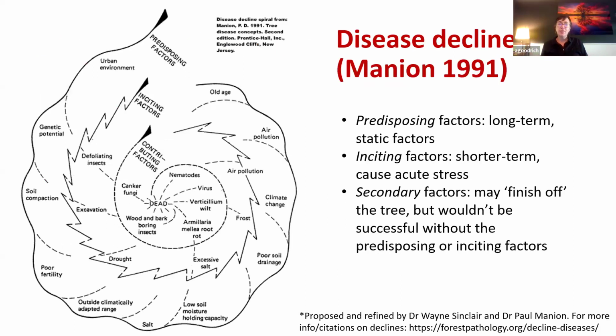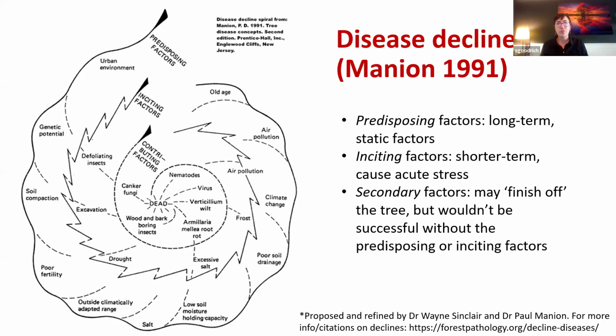So I noticed in Molly's talk that she talked about this disease decline spiral, and so I did want to follow up with that too. This was proposed by Dr. Paul Manion, and this is a famous figure. You've seen it before. Basically what it does is show all the different factors that may go into a tree dying.